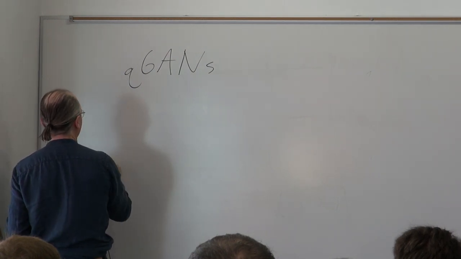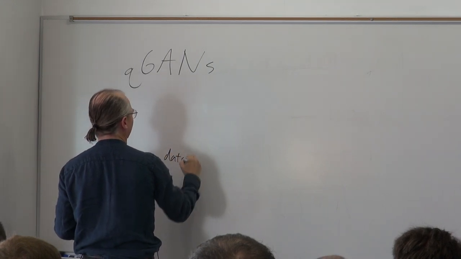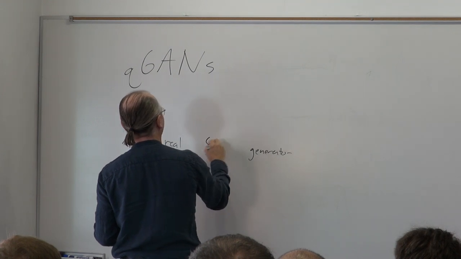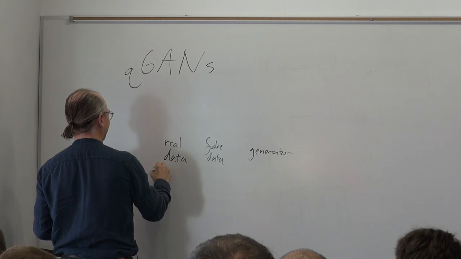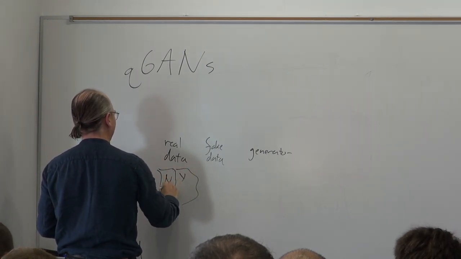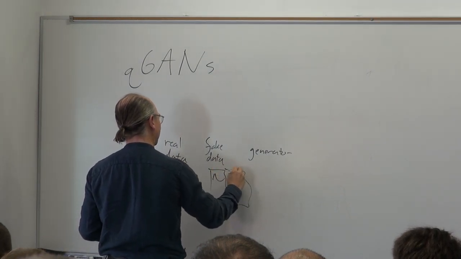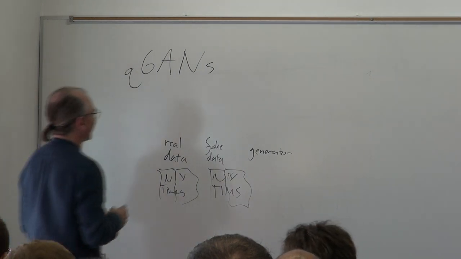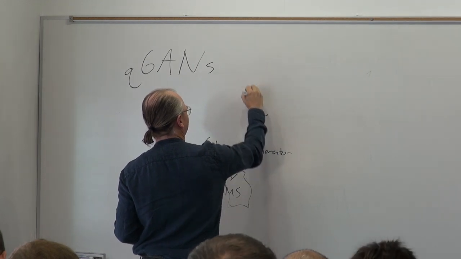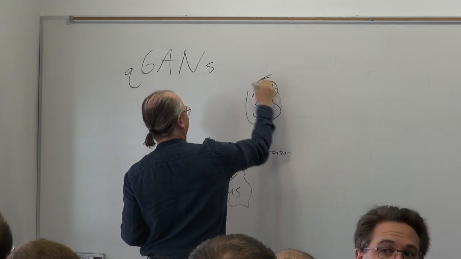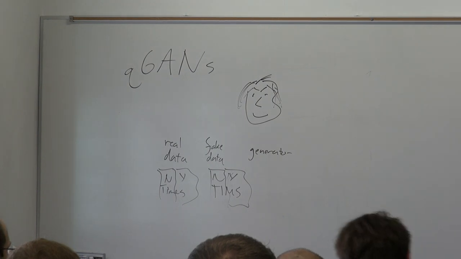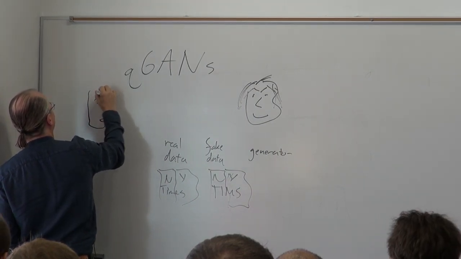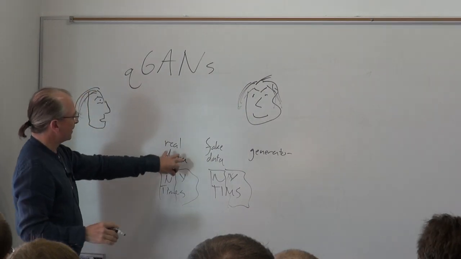So the way it works is there's some real data, and then there's a generator who is generating fake data. So here's my real data. Here's my fake data. The generator is trying to fool a discriminator whose job it is to tell the real data from the fake data.